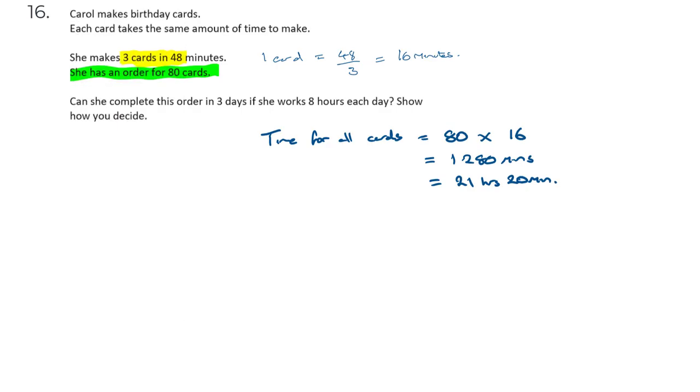Okay, and then what do we need to do now? So she can complete this order in 3 days if she works 8 hours a day, or can she complete it? So we've got 3 days, 8 hours a day. So time available is going to be 3 lots of 8 hours then, isn't it? 8, 16, 24. Pretty sure that's plenty of time.